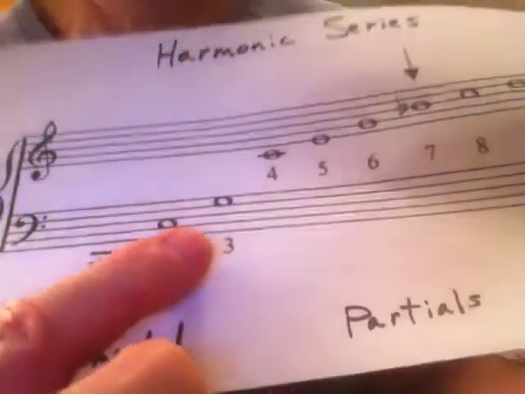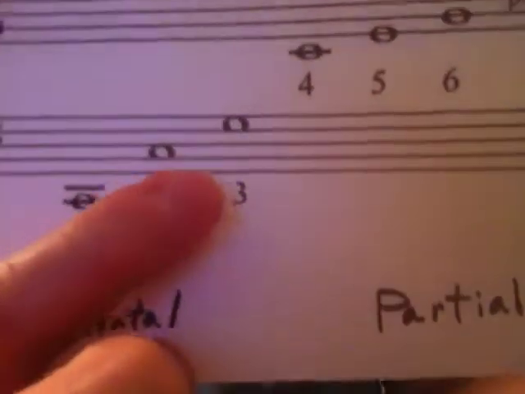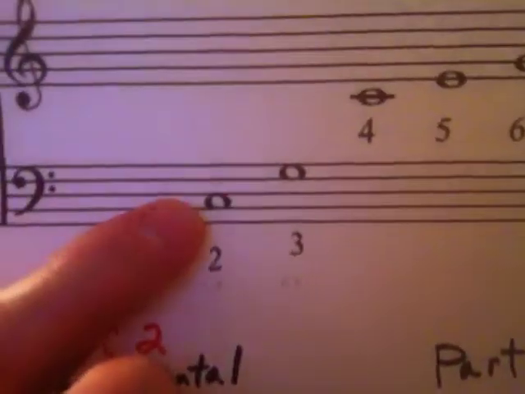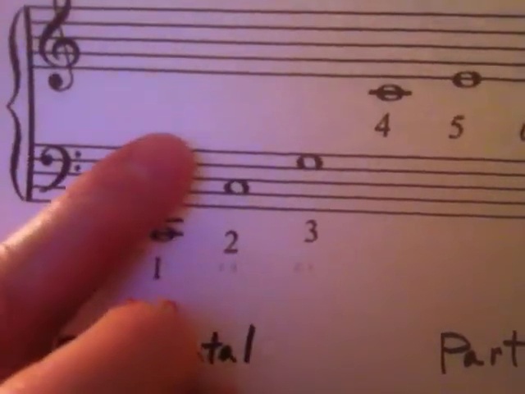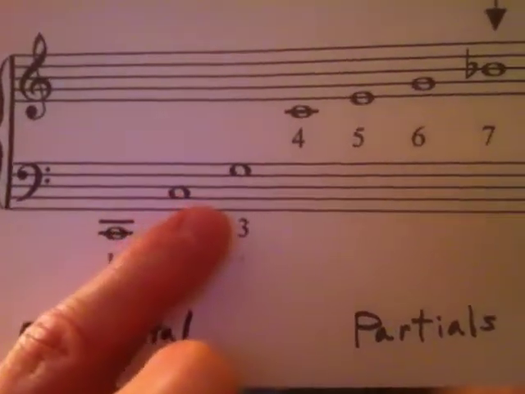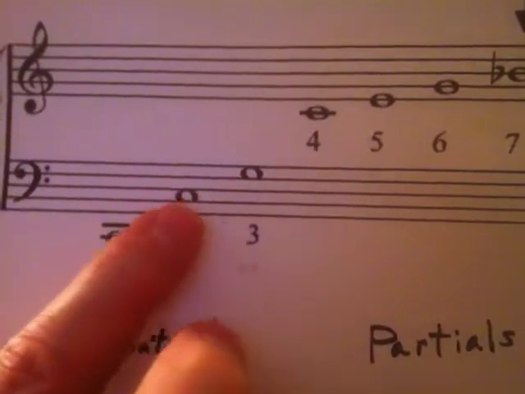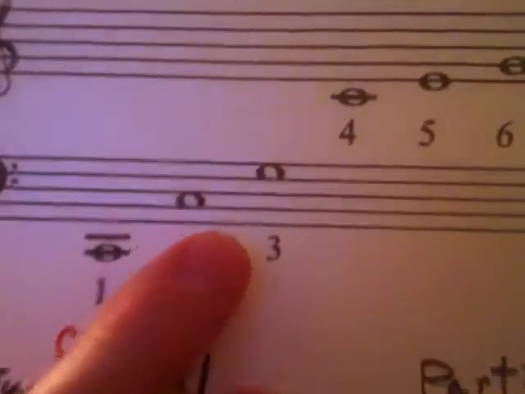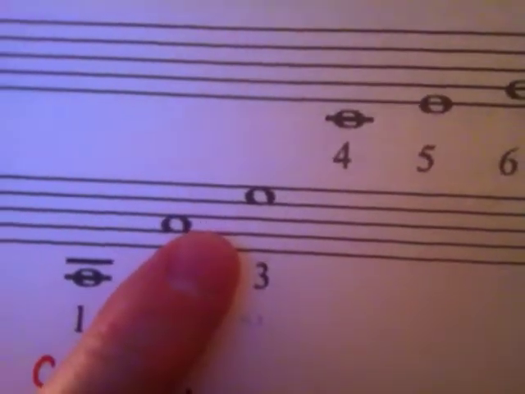Then the next partial that we hear would be a G3. And we see here, if we look at our staff degrees, like I told you, that we have a fifth. And since that's right at the start, right at the beginning of the series of partials, they refer to that as a perfect fifth.